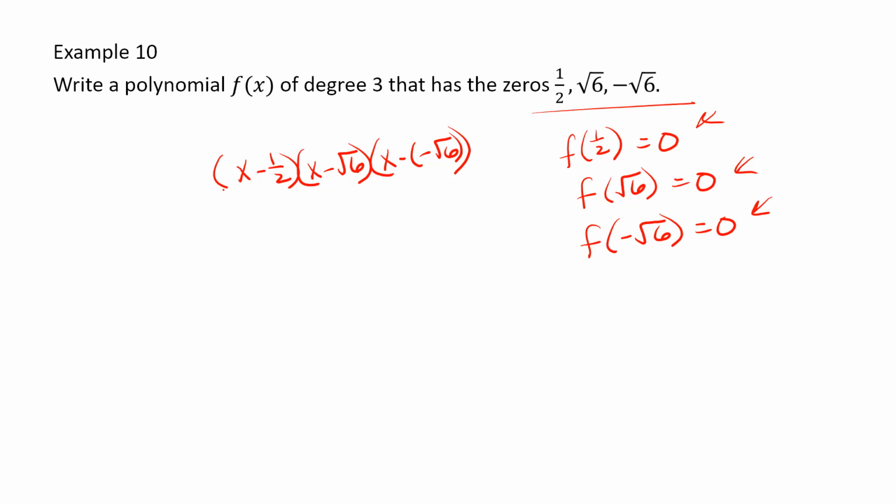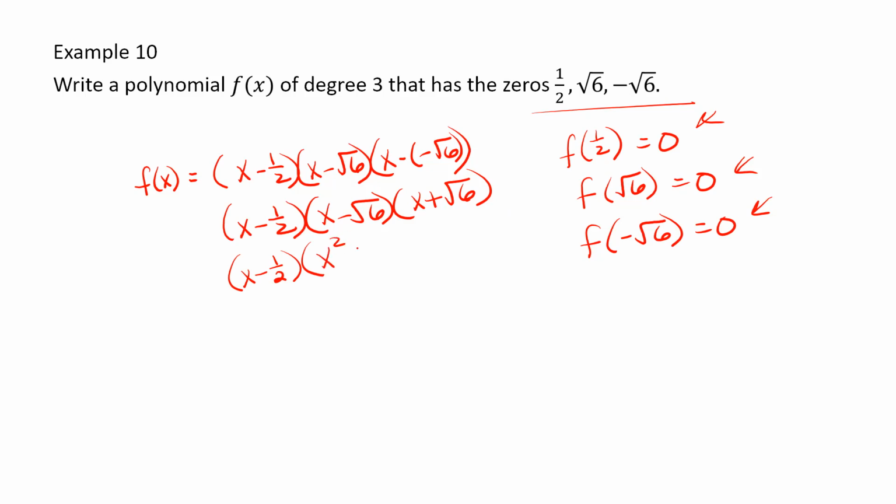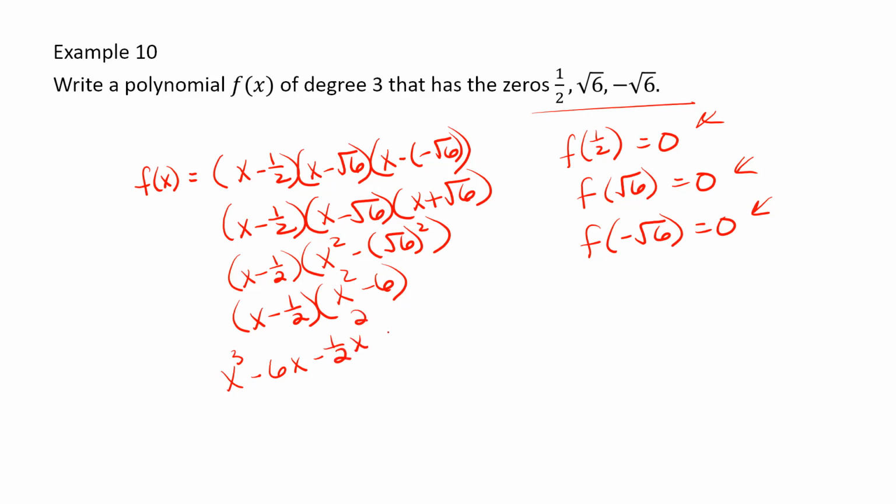All right, so now I can multiply this all out to have a polynomial f of x of degree 3 that has these zeros. And I mean, it already is f of x, but if I want it to look nice, I need to go ahead and multiply it out. All right, so that's x minus 1/2, and this is x minus the square root of 6 times x plus the square root of 6. And I know that when I multiply conjugates, I get a difference of squares. So I can do that first. This is going to be x squared minus the square root of 6 squared. So I've got x minus 1/2 times x squared minus 6. And now if I multiply that out, I'll have x cubed minus 6x minus 1/2 x squared plus 3. So that is f of x. That is a cubic function that has those 3 zeros.